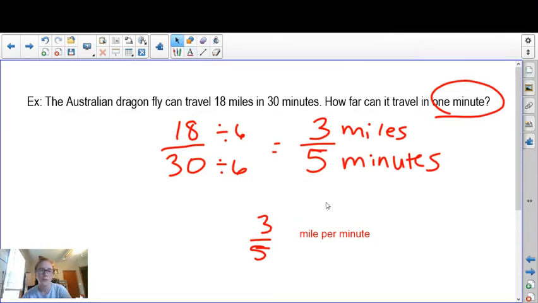I can go 3/5 of a mile per minute. So I can't go very far. So instead of saying my miles on top per minute, what I'm doing is giving a fractional answer, because my two numbers, my numerator and my denominator, cannot simplify fully like my first example. So because of that, I have to give a fractional answer, since I can't give a solid answer. Okay.